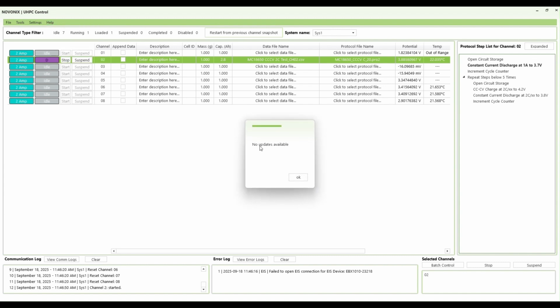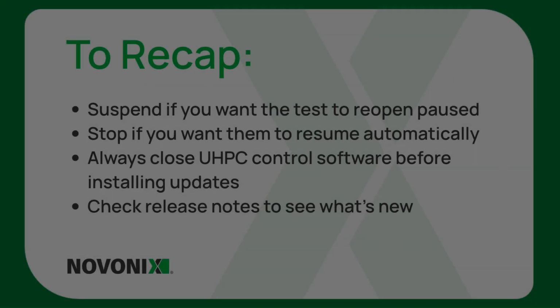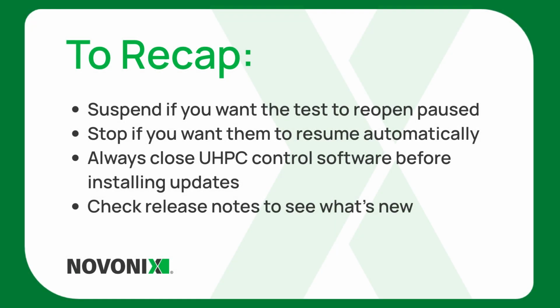And that's it. We checked for updates, stopped the test, installed the update, reviewed the release notes, and resumed our test from a previous saved snapshot. To recap, suspend if you want the test to reopen paused, stop if you want it to resume automatically, always close UHPC Control software before installing updates, and check the release notes to see what's new.